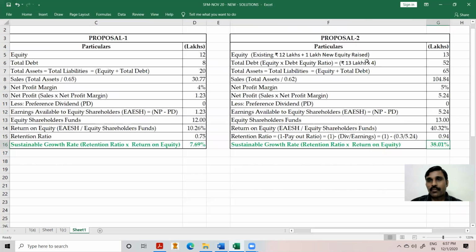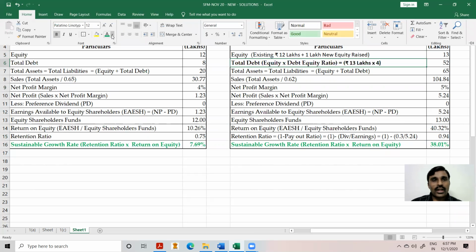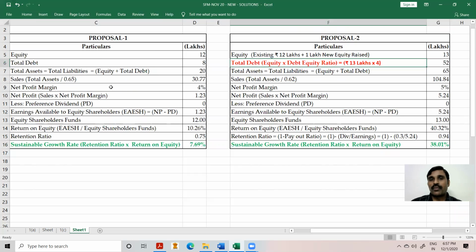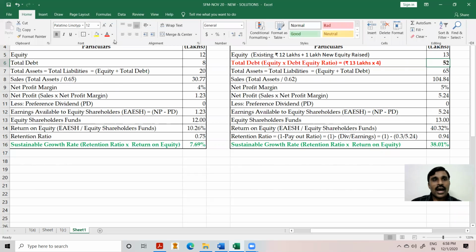This is the important point we have to collect here. In the entire problem, proposal number 1 is plain simple formula substitution. Only in proposal number 2 should we be careful. Once we got this 52, everything is a cakewalk. The rest are all formulas, and we should not forget this. So the debt is the key point.